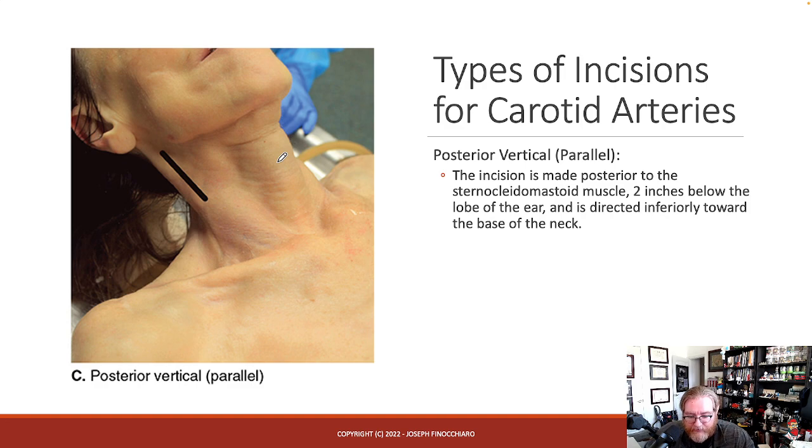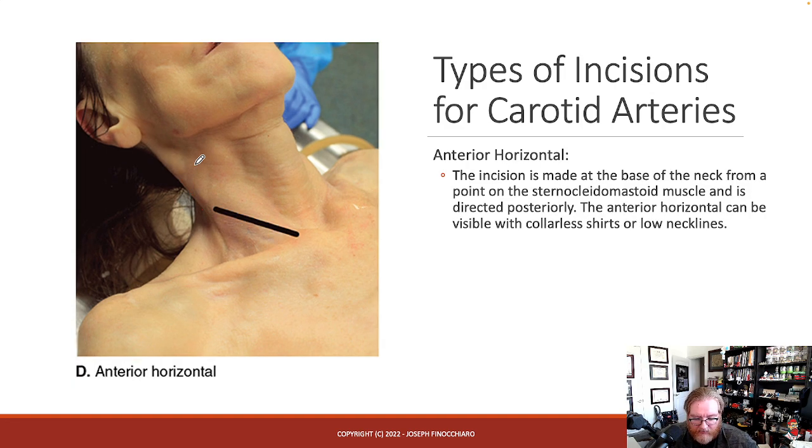Now, the posterior vertical, also a parallel. In the 5th edition, I think this is called the parallel posterior incision. The incision is made posterior to the sternocleidomastoid muscle, 2 inches below the lobe of the ear, and is directed inferiorly towards the base of the neck. So it's on the opposite side of the muscle, and you cut down towards the neck. And why? When you make the incision and you put the head in position, it should be hidden because the head is hiding it.